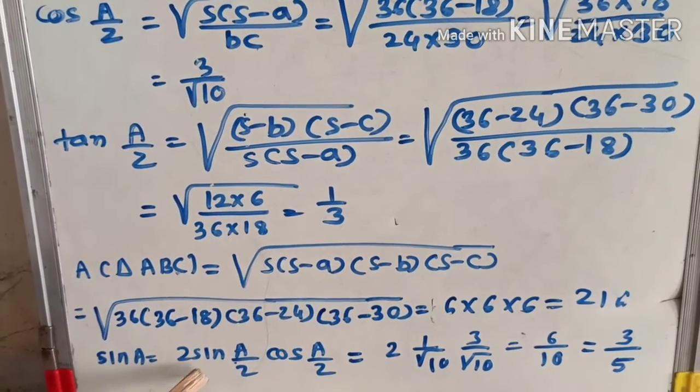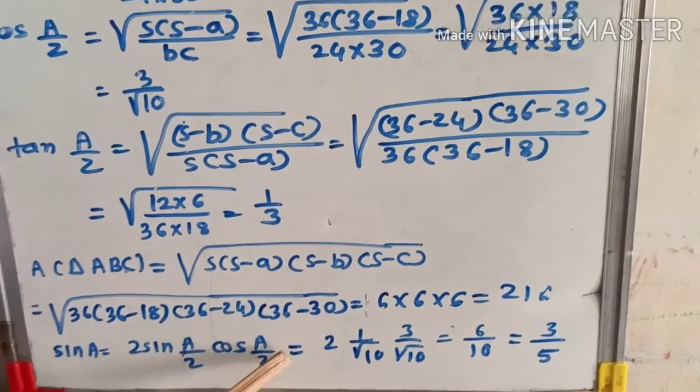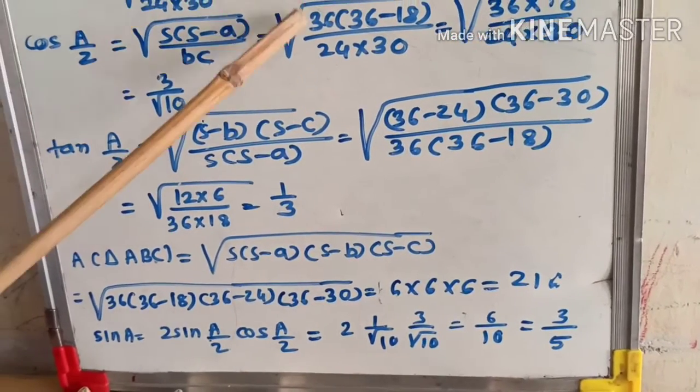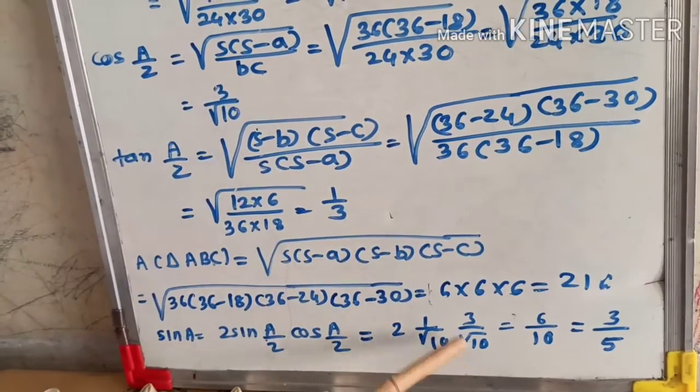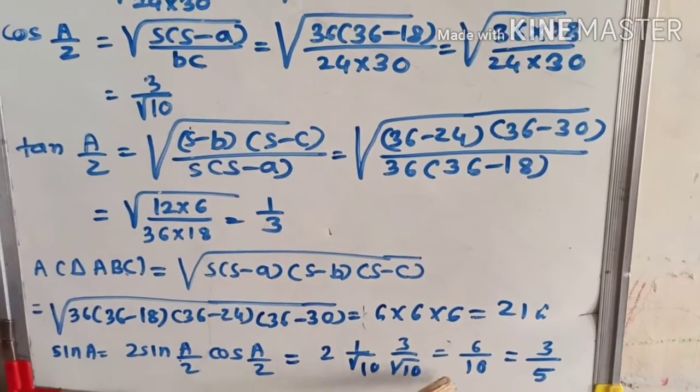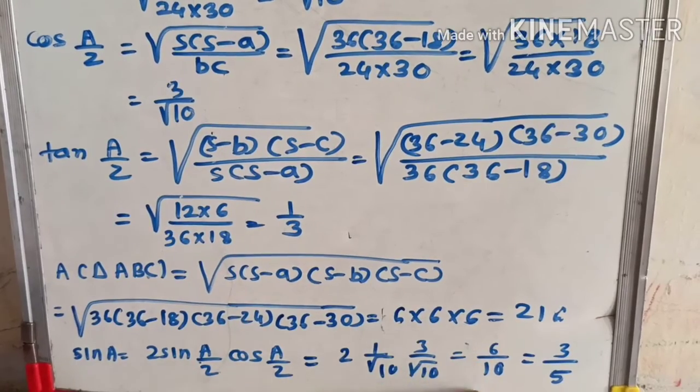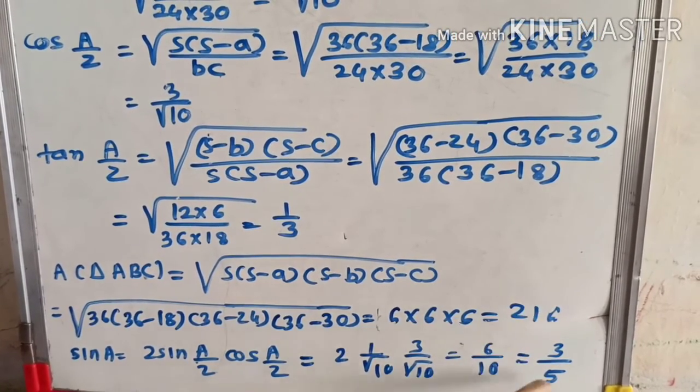Now sin A is equal to 2 sin A by 2 cos A by 2. We know the value of sin A by 2, we have already found 1 upon root 10. Cos A by 2 is 3 upon root 10. Putting, we get 6 upon 10. After simplifying, 3 by 5.